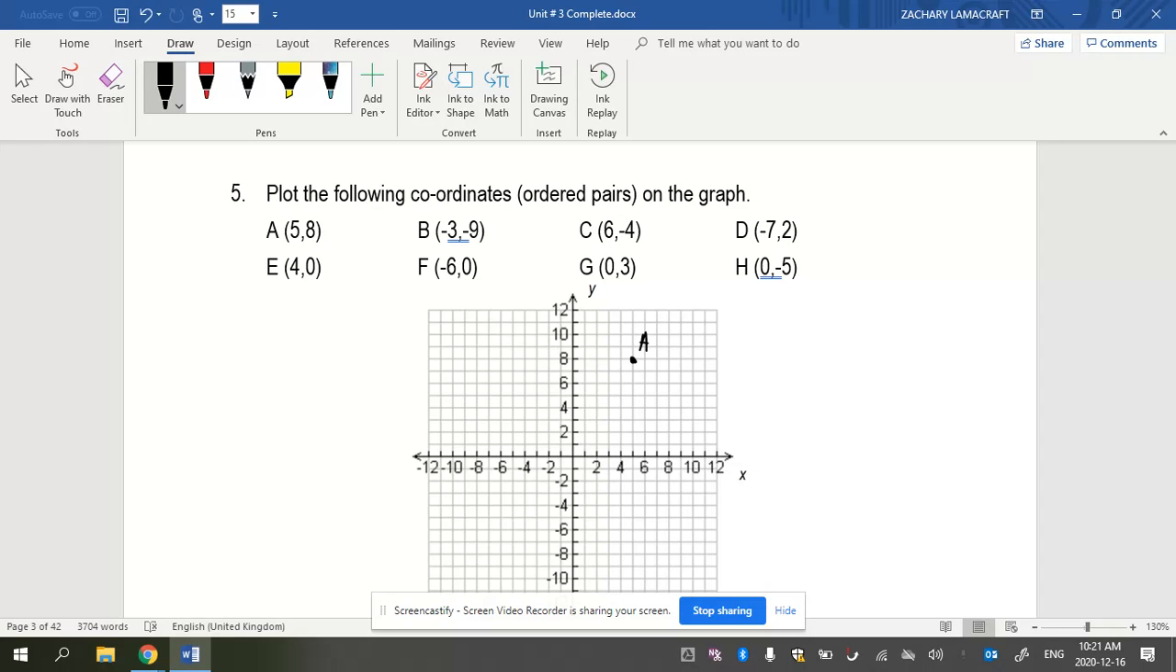Okay. For B, remember once again, I follow on the x-axis the first number, so negative 3, which would be moving to the left, and that's there. And then negative 9 means I go down. So 1, 2, 3, 4, 5, 6, 7, 8, 9. And my point would be right there. And that would be B.